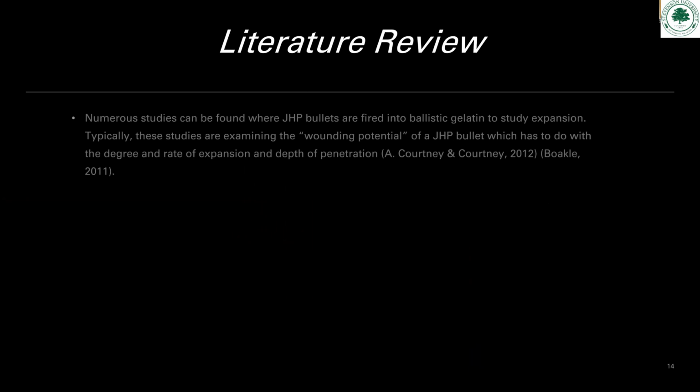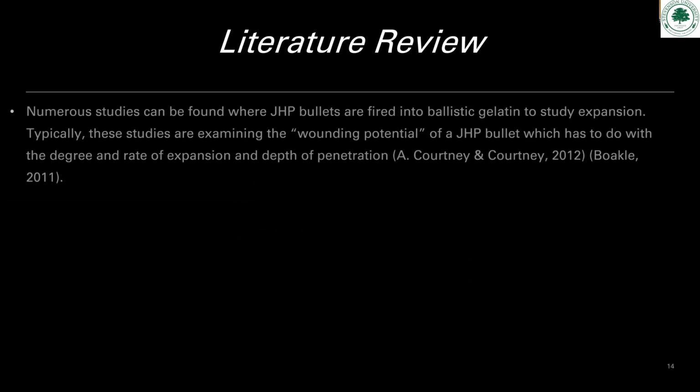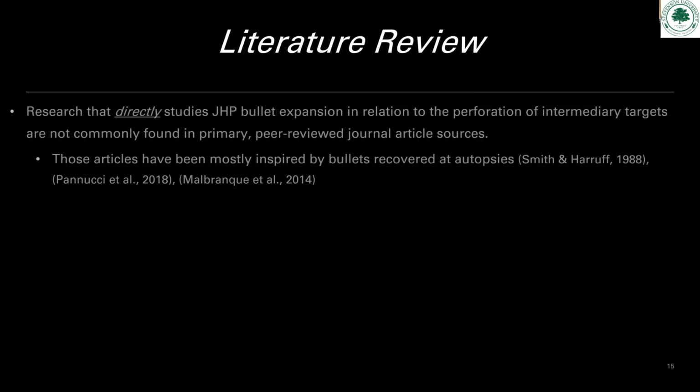In a review of the literature, numerous studies were found where jacketed hollow point bullets are fired into ballistic gelatin to study expansion. That's what they call wounding potential, where they study the degree and the rate of expansion as well as the depth of penetration. A bullet that doesn't expand and over penetrates can be a danger for police officers to use. Like, I worked in New York City, if we fired bullets that went through our intended targets, could strike somebody that wasn't intended, and that could be problematic, right?